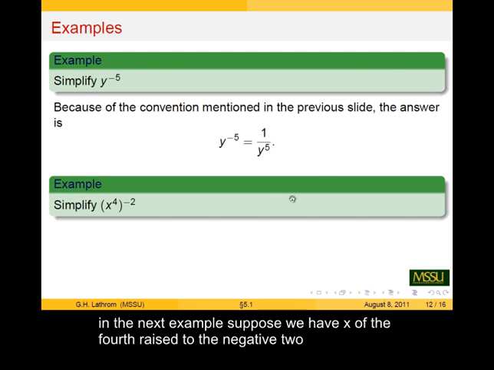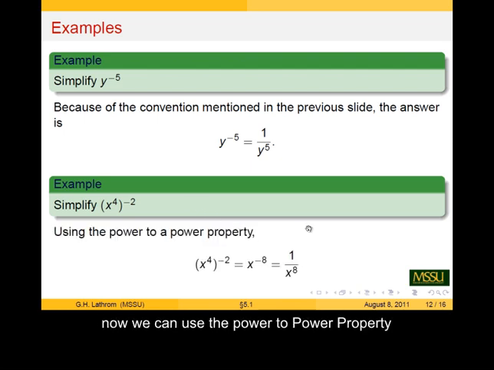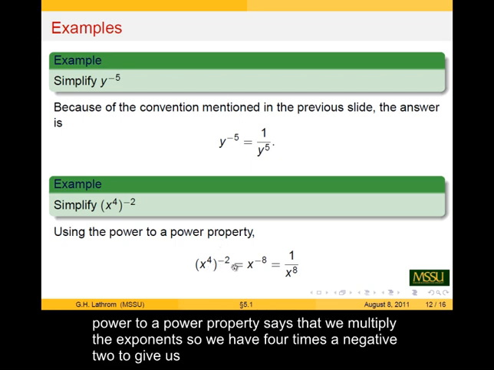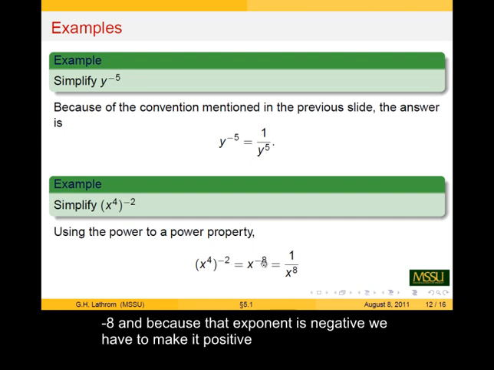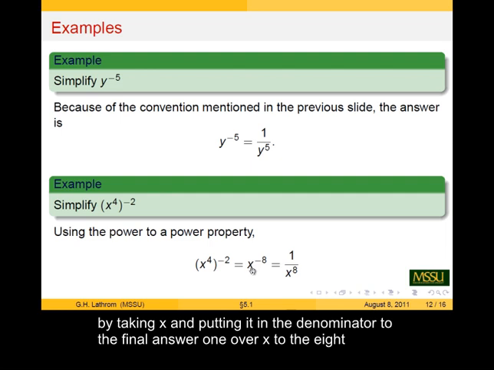In the next example, suppose we have x to the fourth raised to the negative 2. Now we can use the power to a power property. Power to a power property says that we multiply the exponents. So we have 4 times a negative 2 to give us negative 8. Now because that exponent is negative, we have to make it positive by taking x and putting it in the denominator so that our final answer, 1 over x to the eighth.